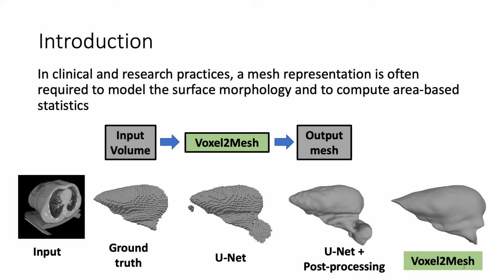In our work, we propose Voxel2Mesh, an end-to-end trainable architecture that combines all these steps into a single model. This not only gives a unified architecture for mesh extraction from input image volumes, but also improves the final results as we demonstrate later.